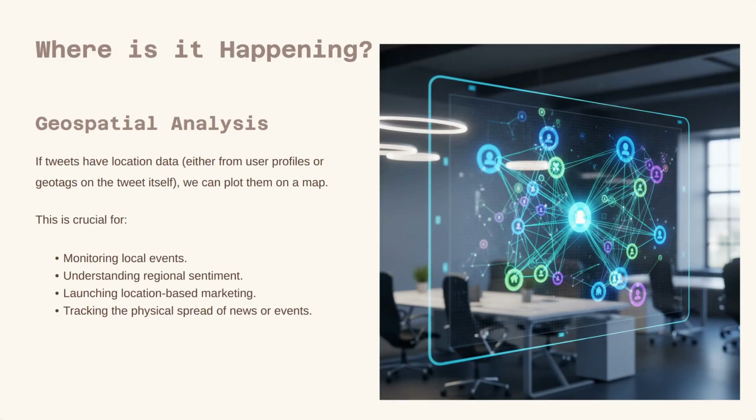Where it's happening. Finally, we have geospatial analysis. If location data is available, we can plot tweets on a map. This is crucial for understanding regional sentiment and tracking local events or watching how a news story spreads physically across the globe.